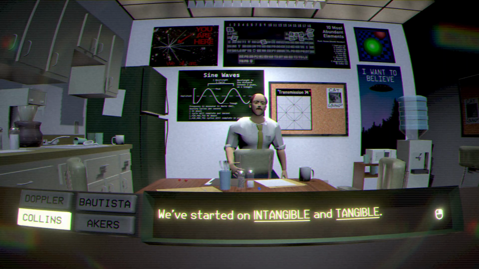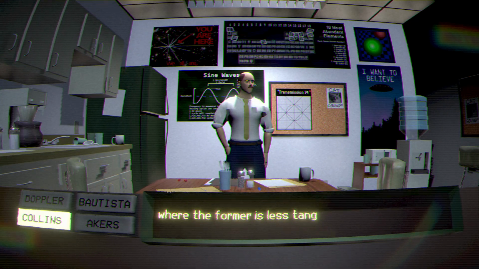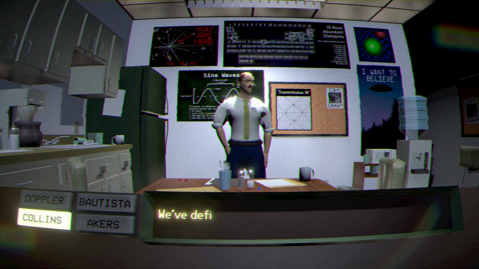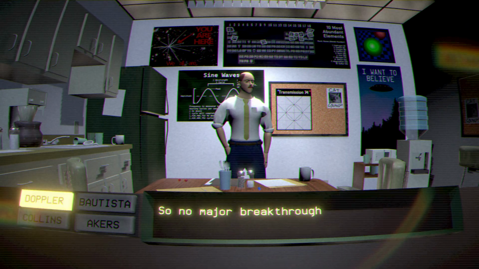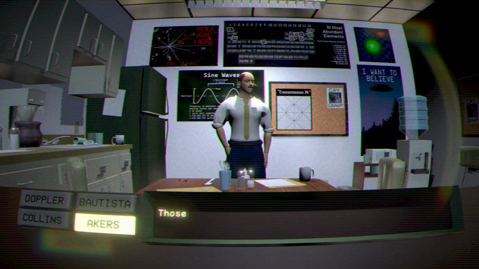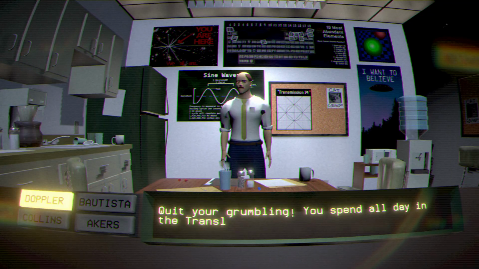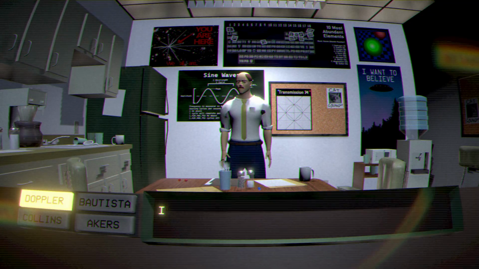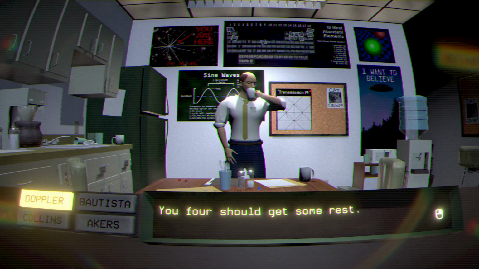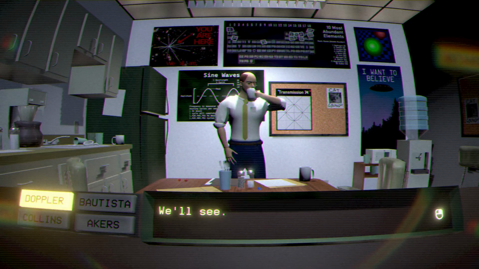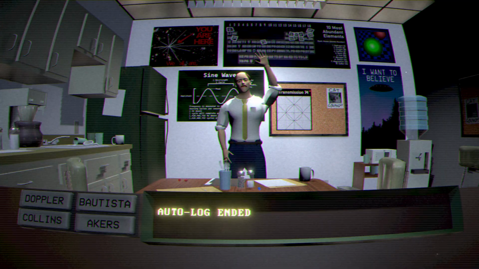We started on intangible and tangible. We came to categorize words into different semantic categories, where the former is less tangible than the latter. We've defined is to and being along the same matter, so no major breakthroughs. Those only happen when I'm gone, apparently. Wait, you're grumbling. You spent all day in the translation room decoding an alien language. Begin to feel jealous, but I suppose we'll call it here. You should get some rest, as should you. We'll see. Night, Dop. Sleep well, everyone. Good night.